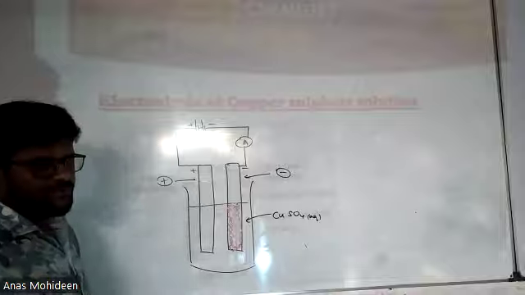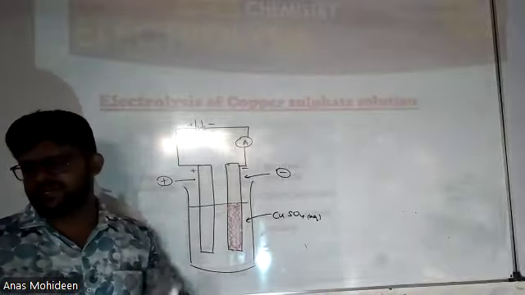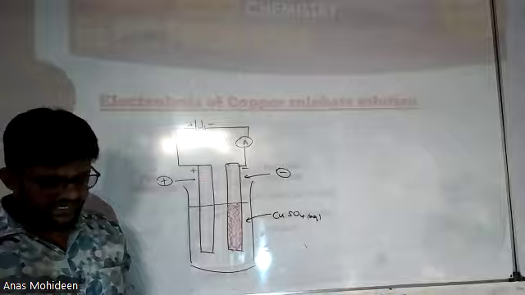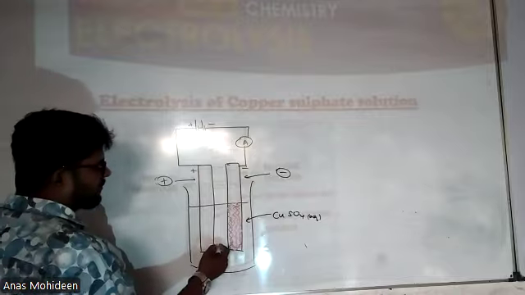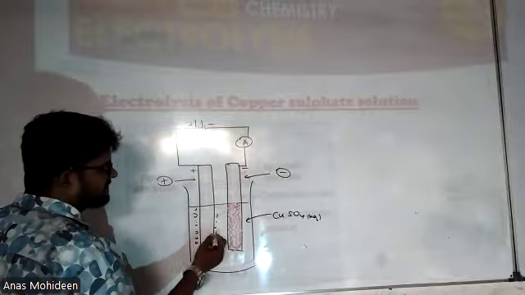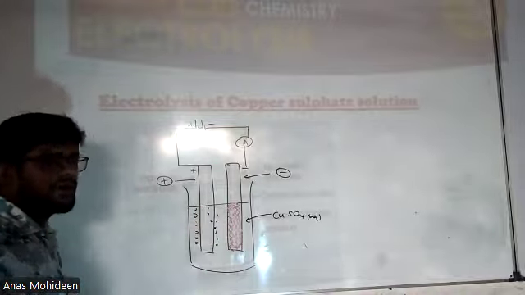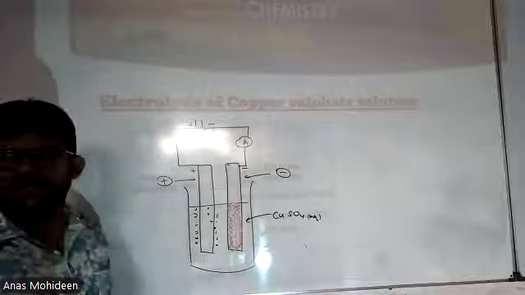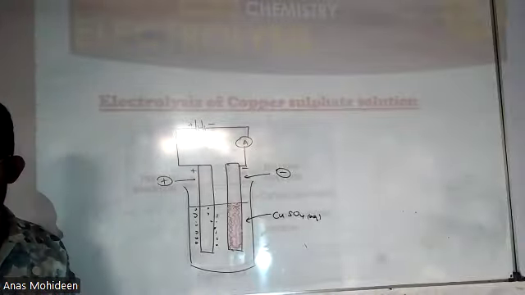At the positive electrode, I can see there will be a gas liberating. A gas will be bubbling out. Gas bubbles are moving up, I can see. That is the second observation.